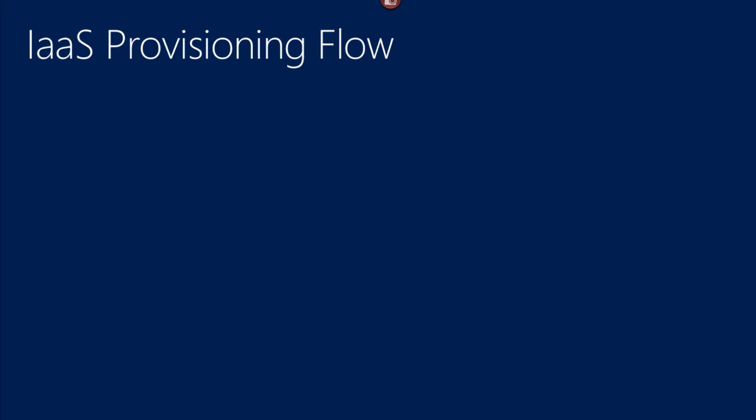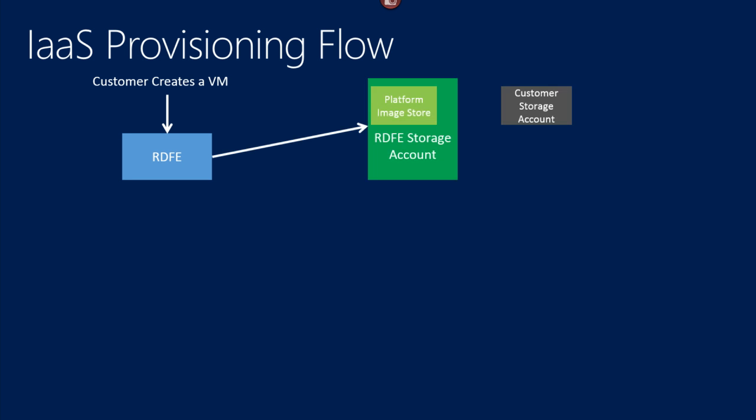The IaaS provisioning flow is a little bit different than the PaaS provisioning flow, because for PaaS, we've got these role VHDs that we deploy down to the servers, these role packages. For IaaS, we're deploying a raw virtual machine. So let's take a look at that flow. First, you create a VM. You tell RDFE to do that.